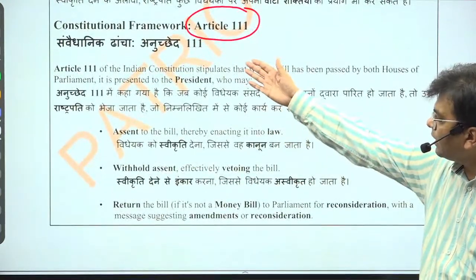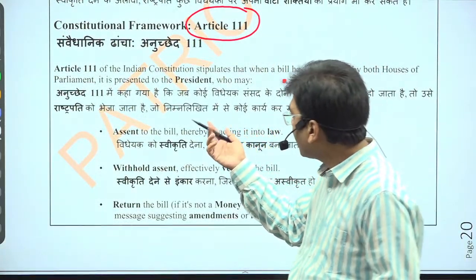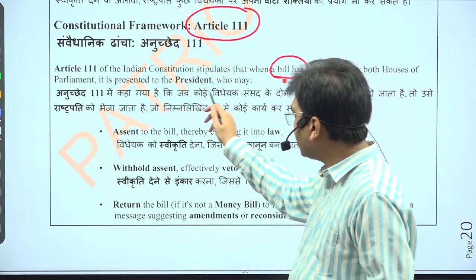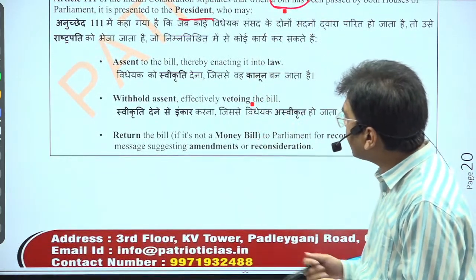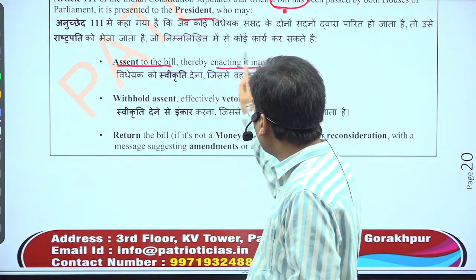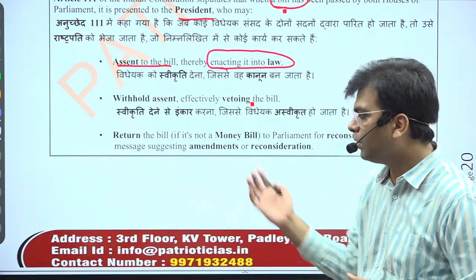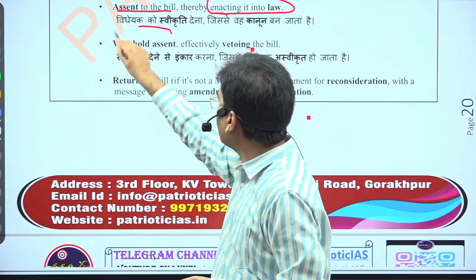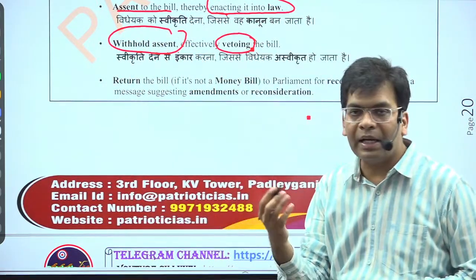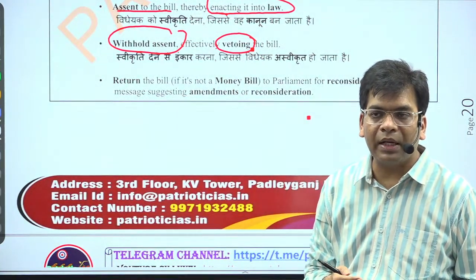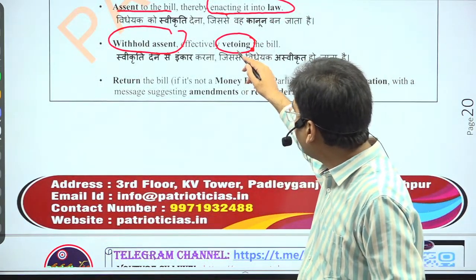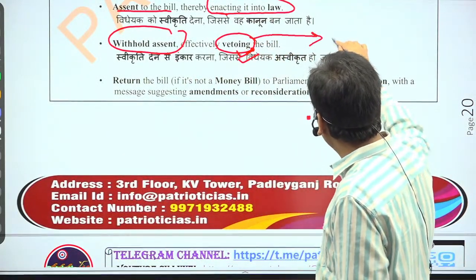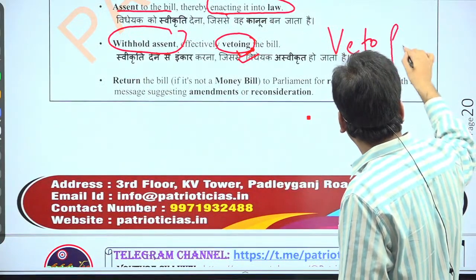Article 111 talks about how, if a bill is passed by both houses of our Parliament, it will go to the President, and the President has the following options. The first option: he can give assent to the bill, whereby the law will be enacted. He can also withhold his assent. This is known as vetoing, meaning you deny your assent. If you deny anything to anyone, that is considered veto power, or withholding assent. So this gives a new concept known as veto power.